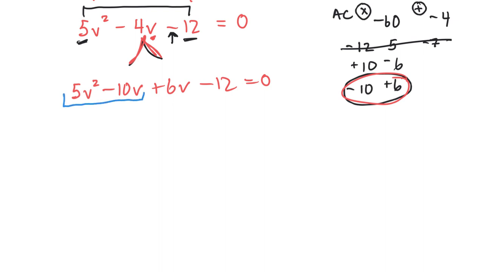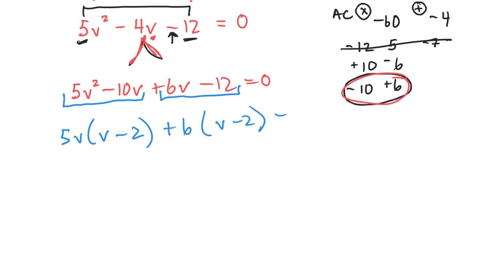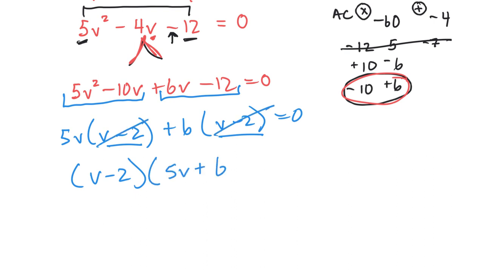So I'll group those two, and I'll group those two. I can factor out a 5v of this one, and that'll be v minus 2. This one I can factor out a plus 6, and it'll be v minus 2. Since these are the same, I can keep going. So I'll factor the v minus 2 out, and I'll be left with 5v plus 6 equals 0. Now I have the zero property of multiplying, so either v minus 2 is going to be equal to 0, or 5v plus 6 is going to be equal to 0.